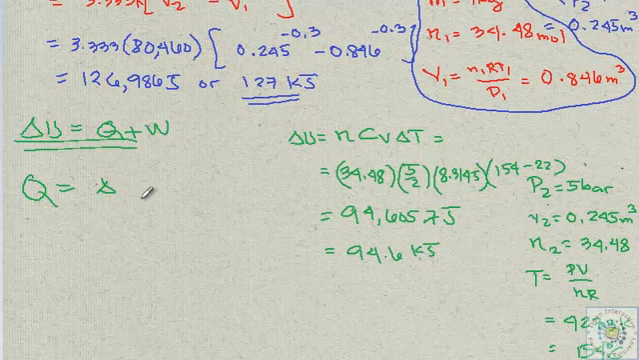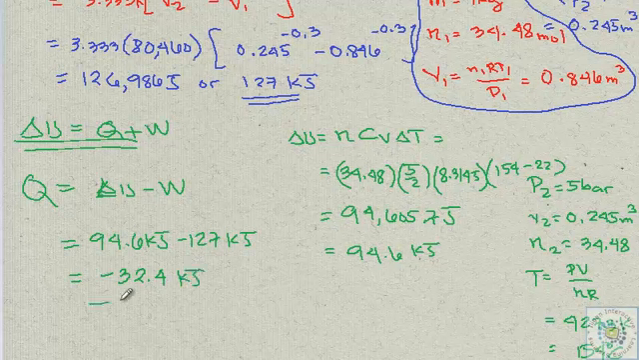And Q therefore will just be equal to delta U minus W, from the first law of thermodynamics. Delta U is 94.6 kilojoules. The work done, W, is 127 kilojoules, rounded. It gives me a Q of 94.6 minus 127, which is negative 32.4 kilojoules.